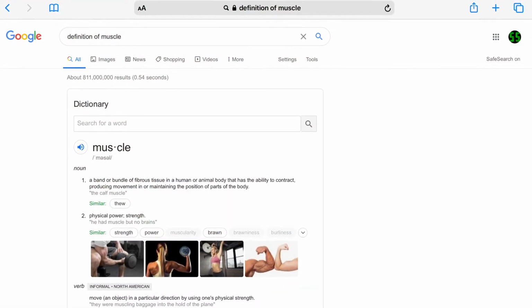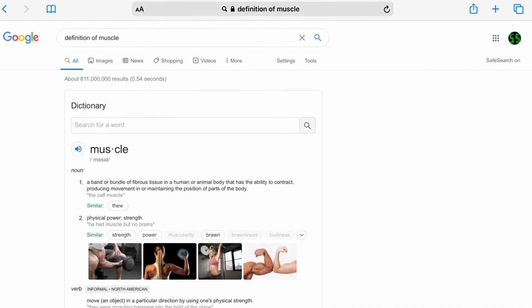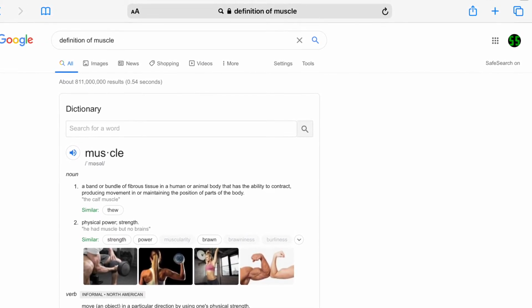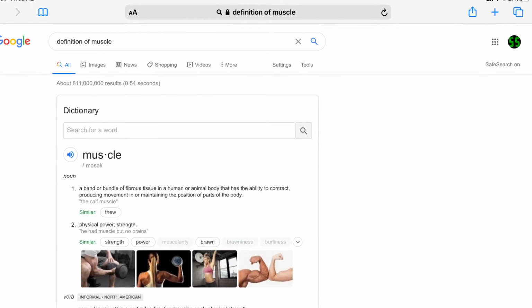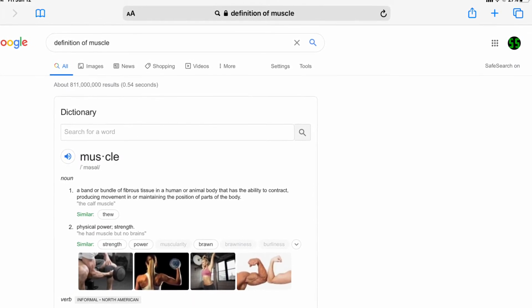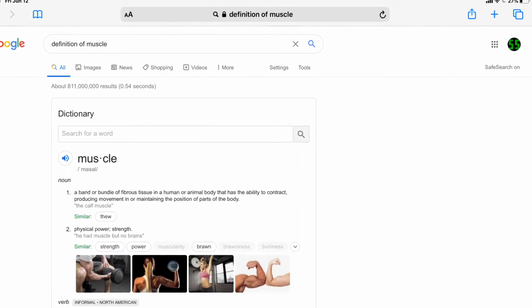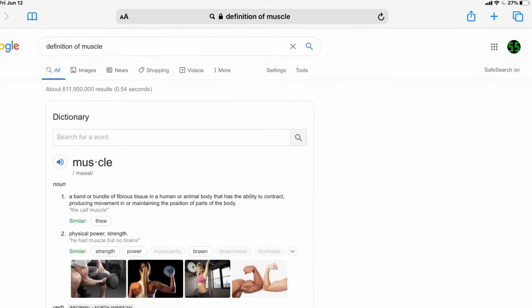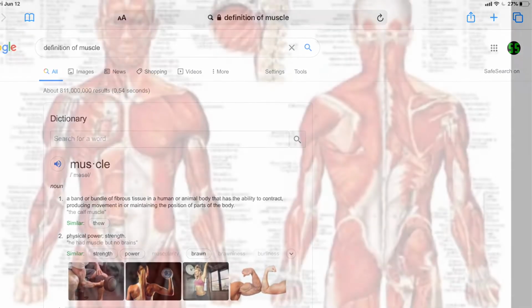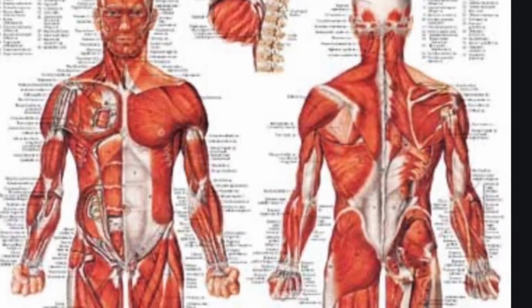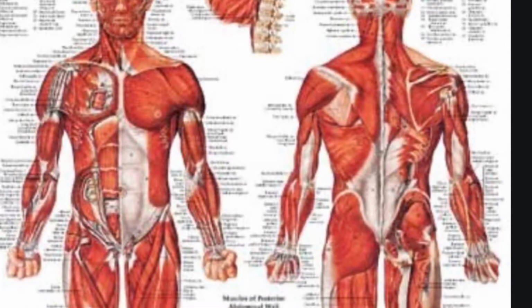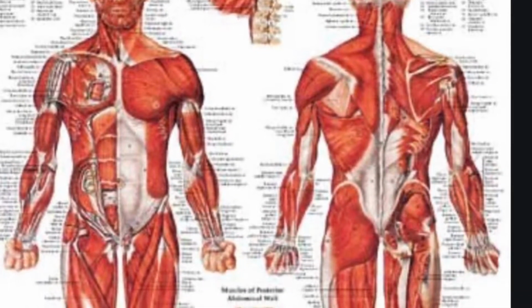Let's start with the dictionary definition of muscle. A band or bundle of fibrous tissue in a human or animal body that has the ability to contract, producing movement in or maintaining the position of parts of the body. If that sounds complicated to you, it's because it is complicated. Take a look at this chart. That chart is nothing but complicated.